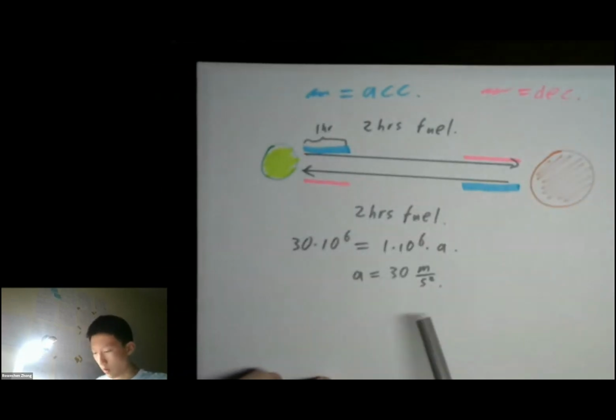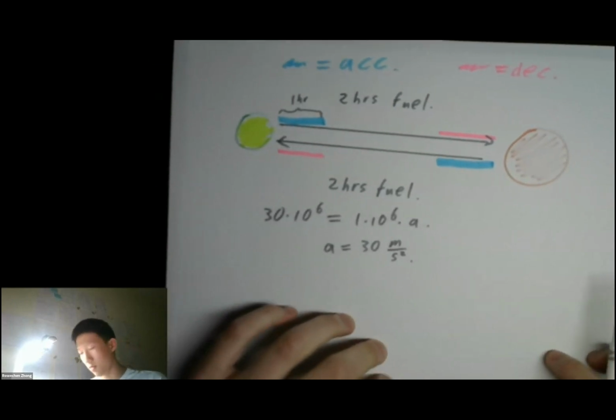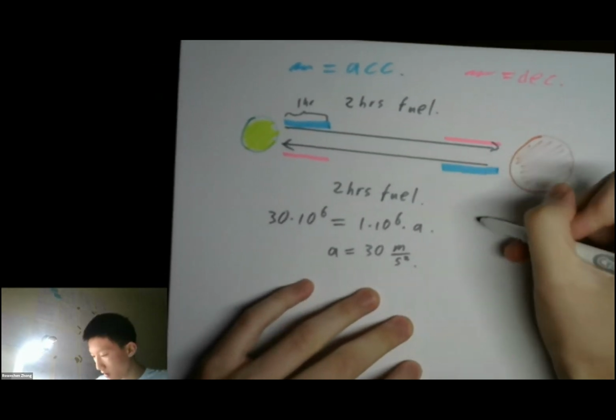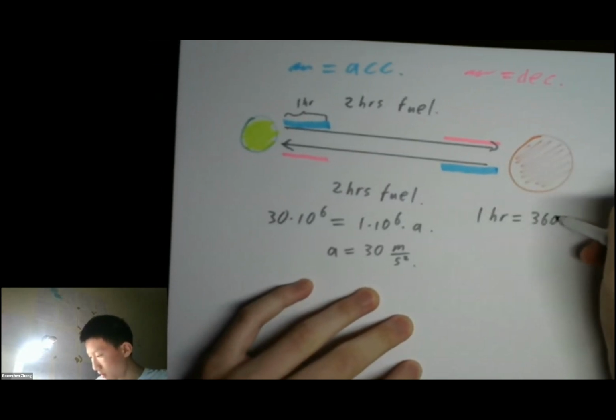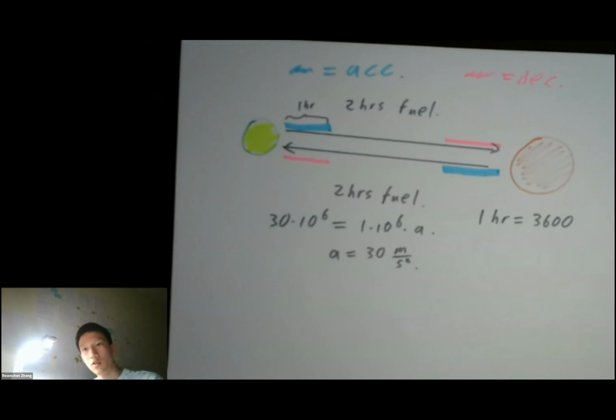Keep in mind, this is an hour, this is a second. 1 hour, we got to convert that to seconds. And all of you brilliant people know that 1 hour is equal to 3,600 seconds.